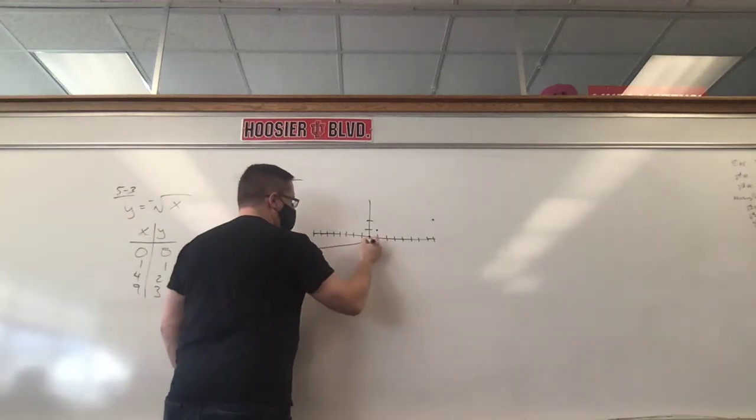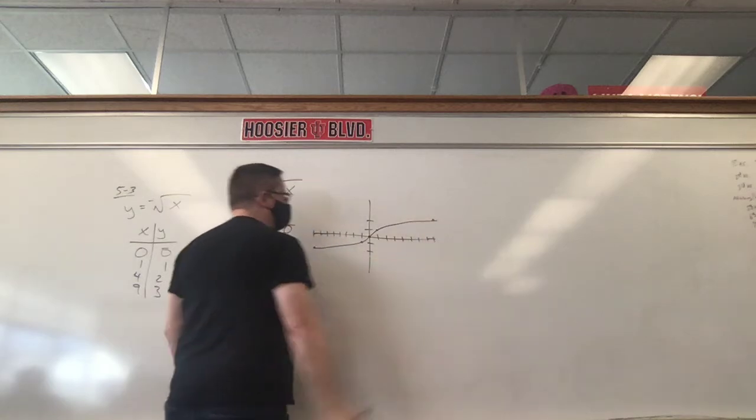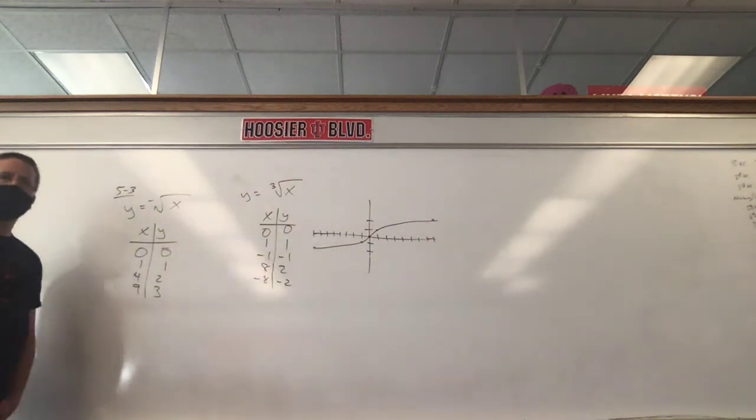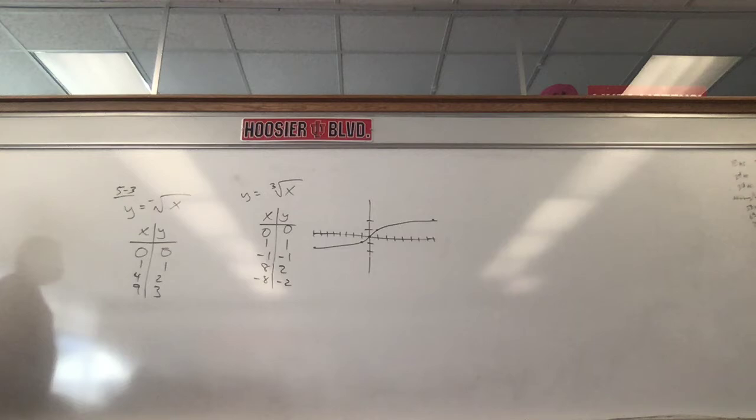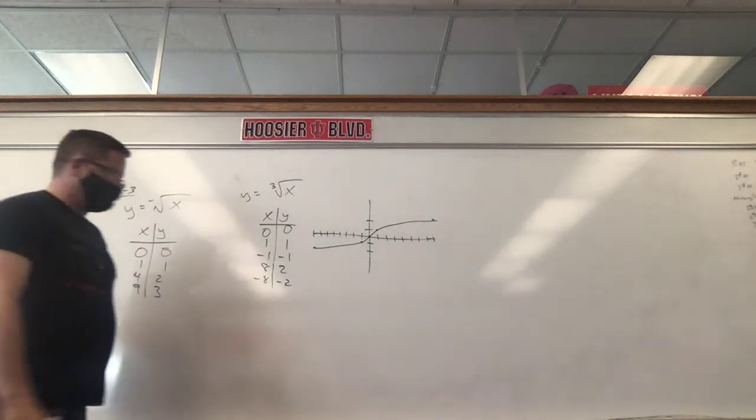And it looks like that. Now, should I put arrows on both ends on this one? Can I put arrows on this one? The last one we said we can't. Yeah, because we can go left and right forever.